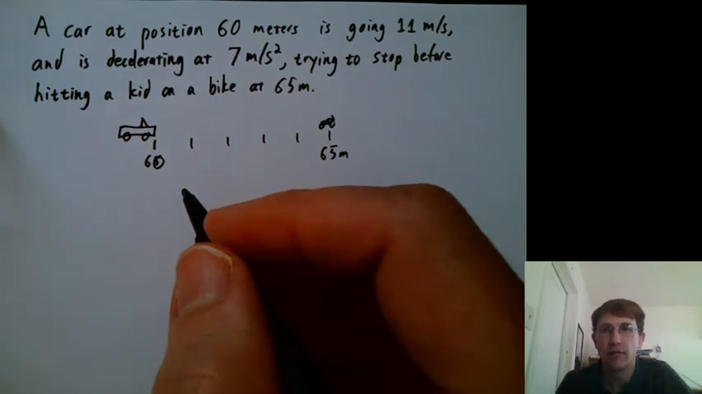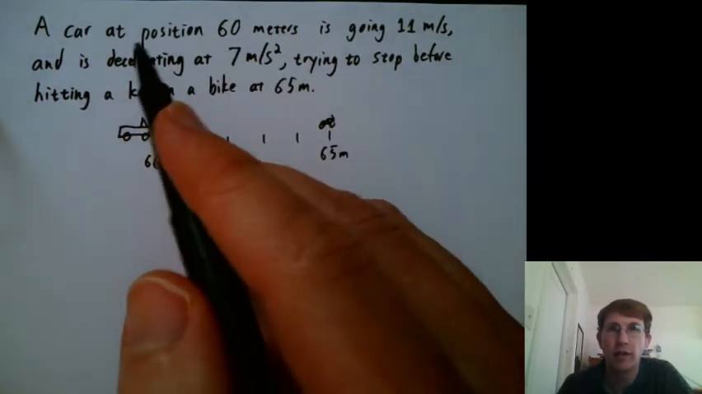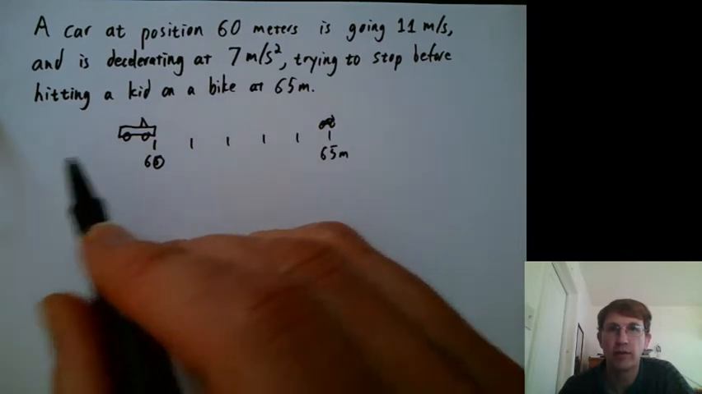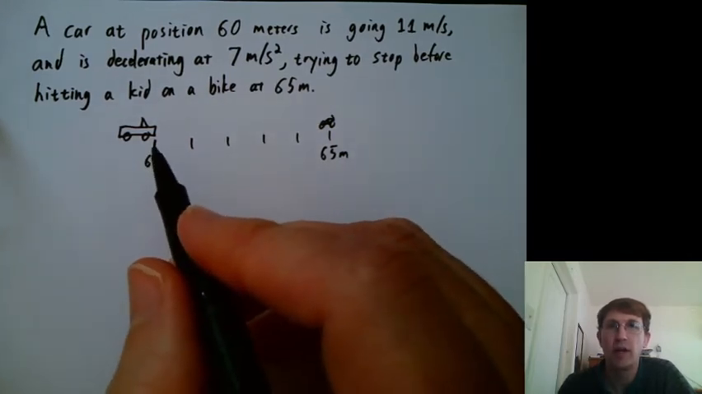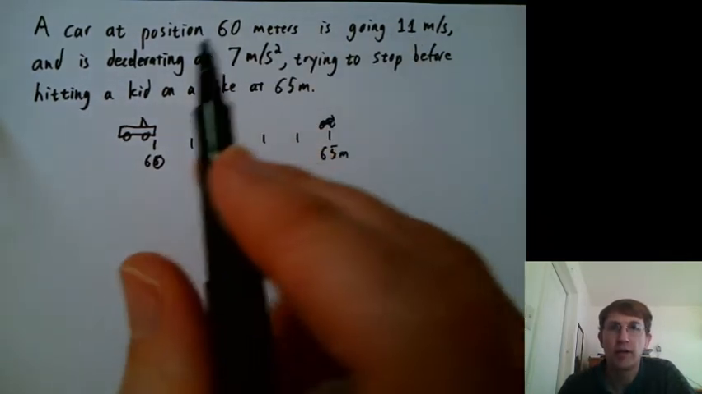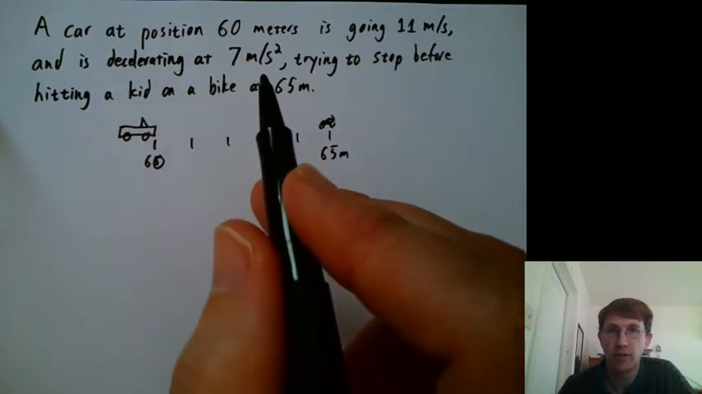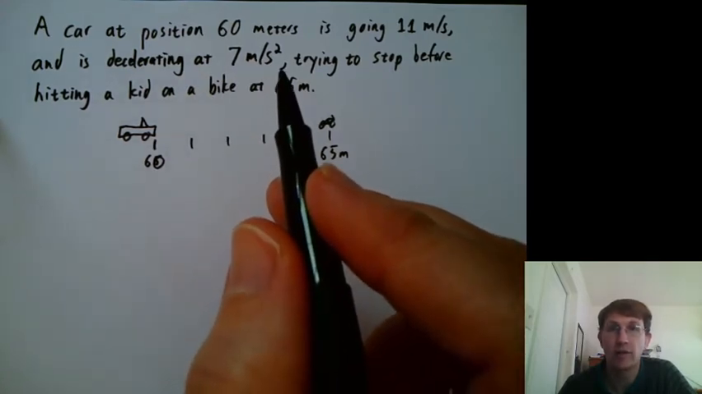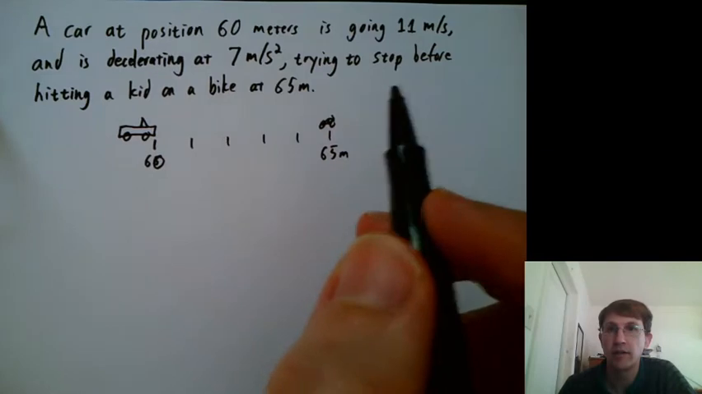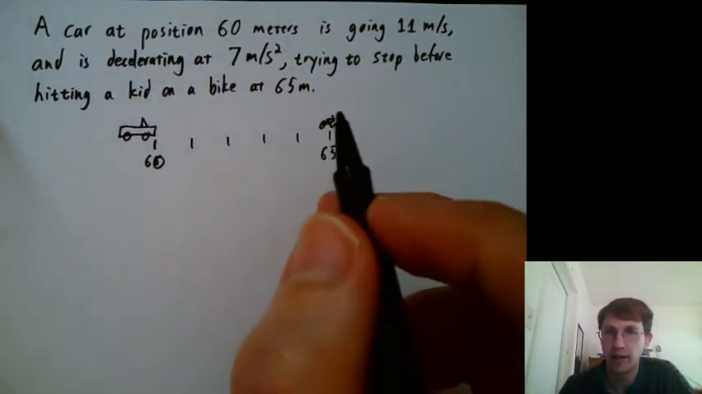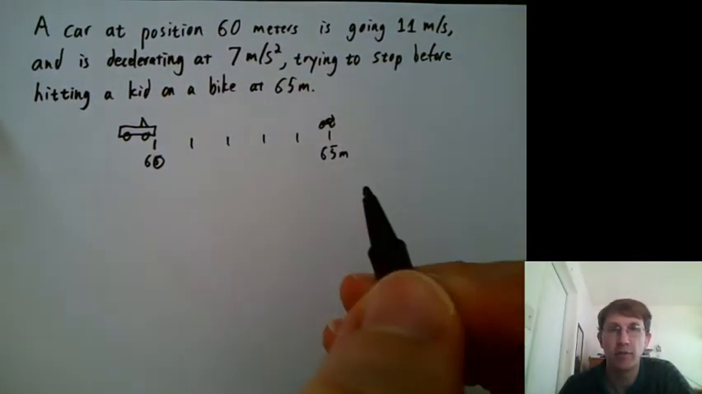Let's look back at a problem from the very start of the semester. A car at position 60 meters from the nearest stop sign, or from the most recent stop sign, is going 11 meters per second, and it's decelerating at 7 meters per second squared, which is pretty hard stomping on the brakes, trying to come to a stop before it hits a kid that's on a bike at 65 meters.